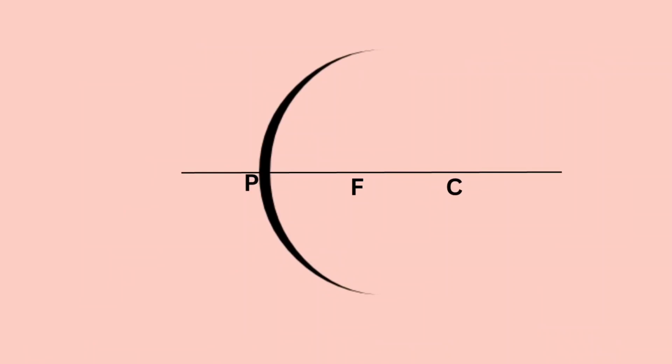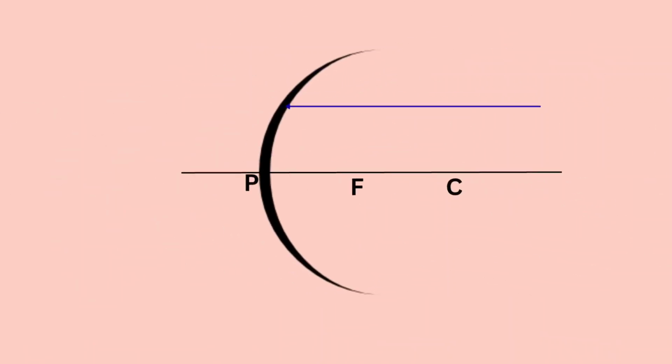As we know, the radius of curvature, R, is equal to 2f. So, while marking the points on the principal axis, place them in such a way that the distance between pole, P, and focus, F, is equal to the distance between focus, F, and center of curvature, C. After labeling the points, draw a blue ray parallel to the principal axis. This blue ray represents the incident ray traveling toward the concave mirror.